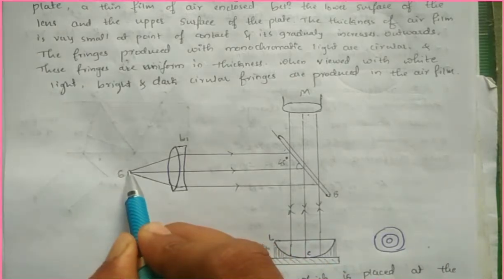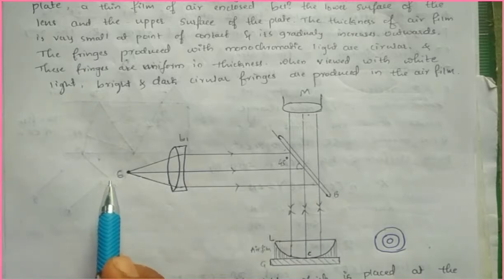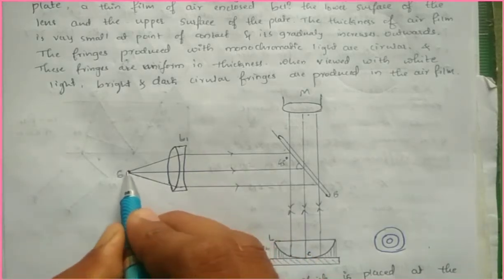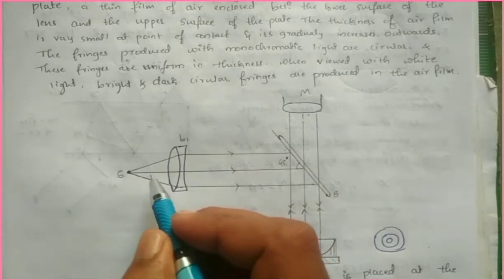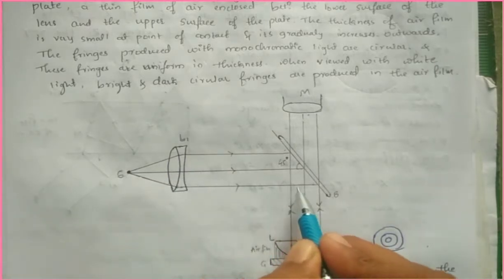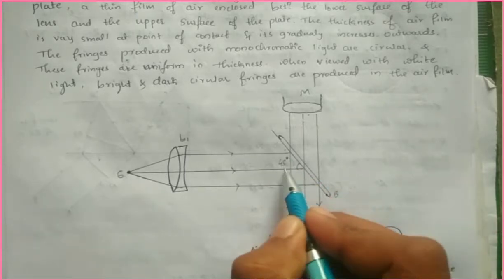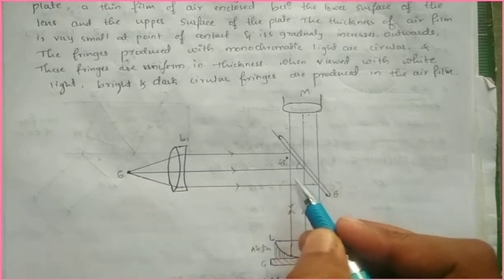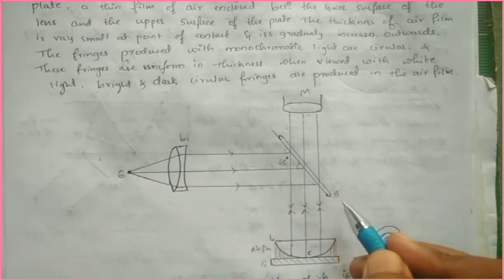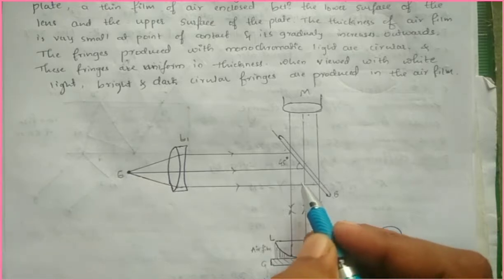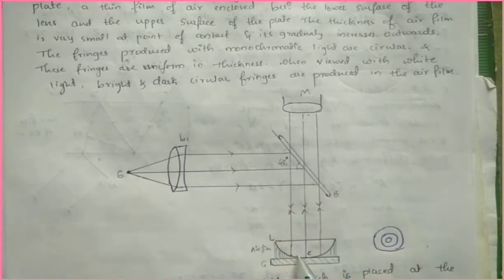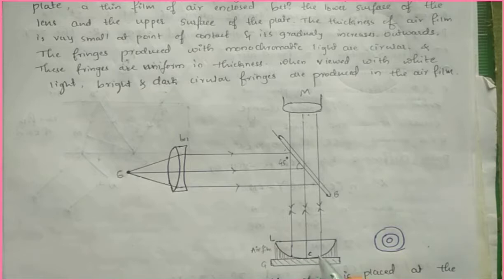Consider S as the source of light. It produces monochromatic light, placed at the principal axis of the lens L1, and a horizontal beam of light falls on a glass plate. We place it at 45 degrees and denote this glass plate as B. When the horizontal beam of light falls on the glass plate, it is reflected towards the plano-convex lens, that is, towards the thin air film formed by the glass plate G and the lens L.